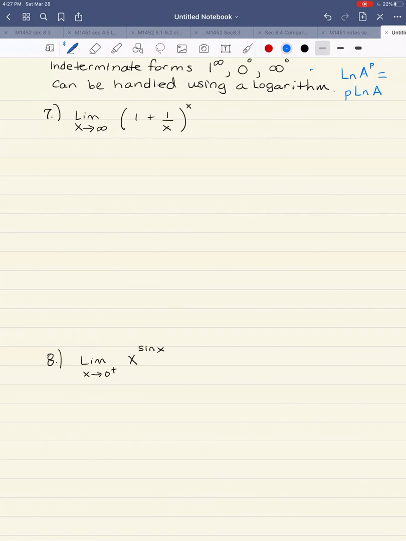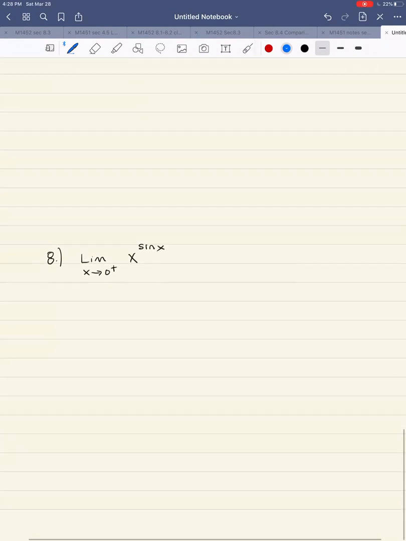All right, in my first example, 1 plus 1 over x all to the x. As x goes to infinity, 1 over x goes to 0. So the stuff in the parentheses acts like 1. And then the x is going to infinity. So it's that first indeterminate form, 1 to the infinity.